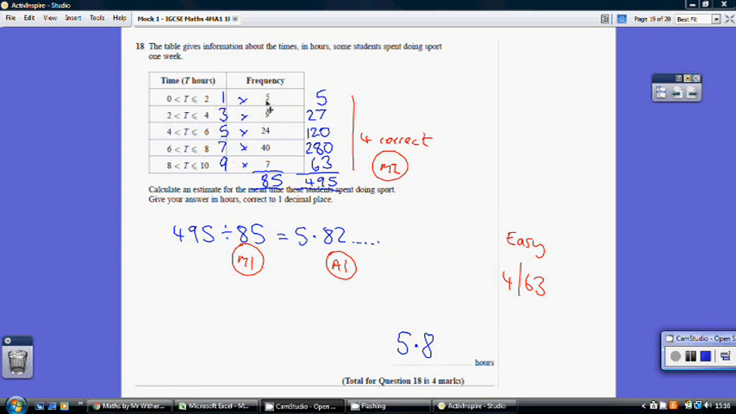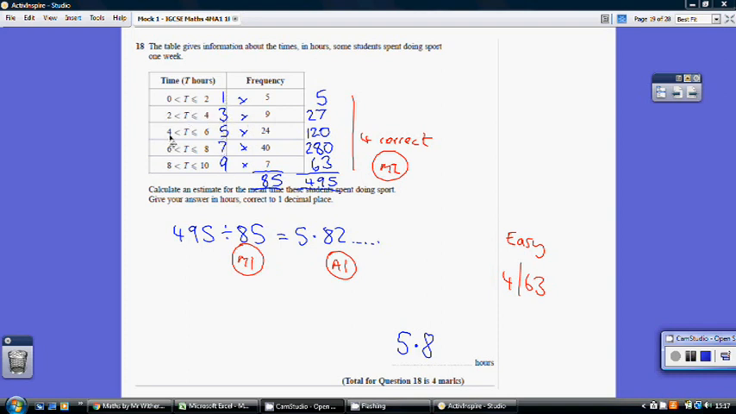Now the thing is, we don't actually know how long these students actually spent. We just know it was between nothing and 2 hours, or 2 hours and 4 hours. So we actually have to estimate how long they spent, and that's why it's an estimate. So they spent between 0 and 2 hours. The best we can really do is go down the middle and say, let's assume they all spent exactly 1 hour exercising. And in this row, let's say they spent exactly 3 hours exercising, and so on. So we take a midpoint.